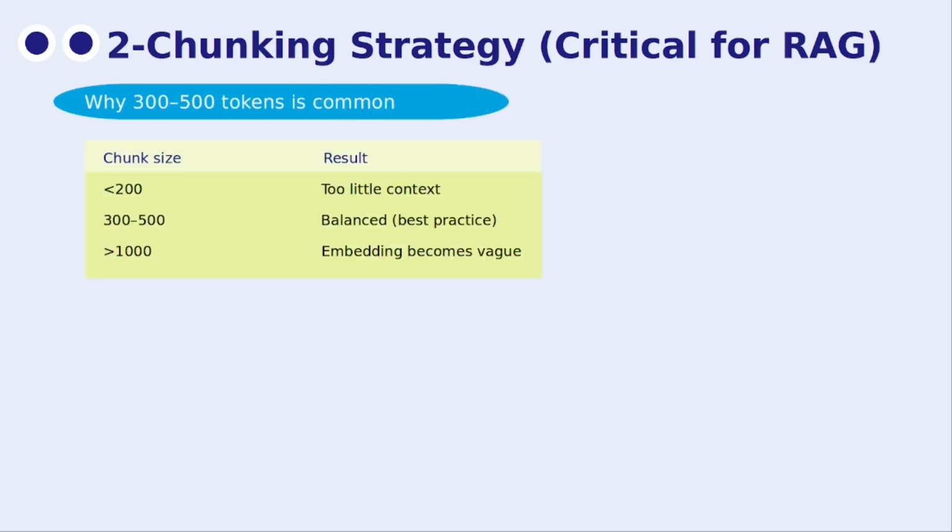Why are 300 to 500 tokens common? You will see this number everywhere. 300 to 500 tokens. Why? Less than 200 gives too little context. 300 to 500 is a good balance. More than 1000 and the meaning becomes vague. This range works well with most embedding models and most LLM context windows.